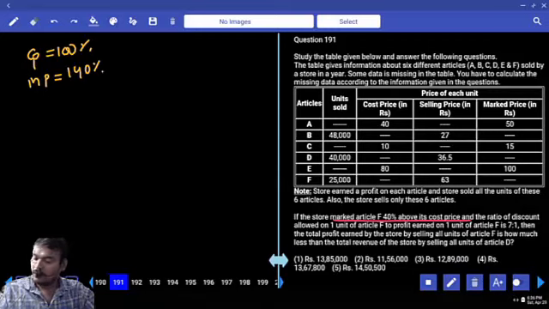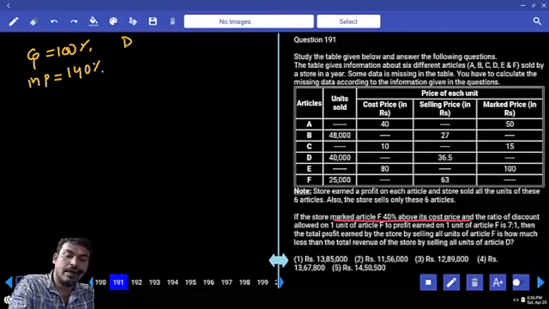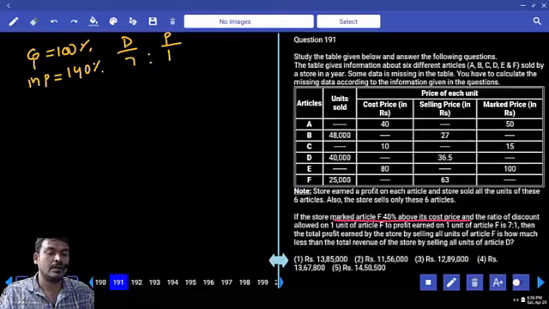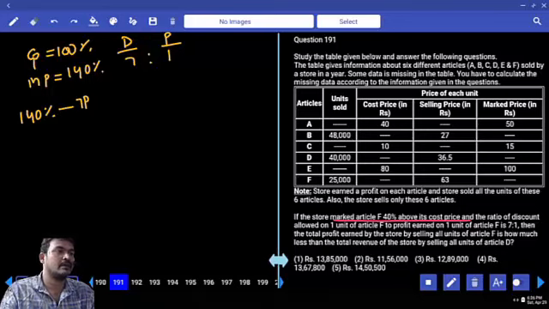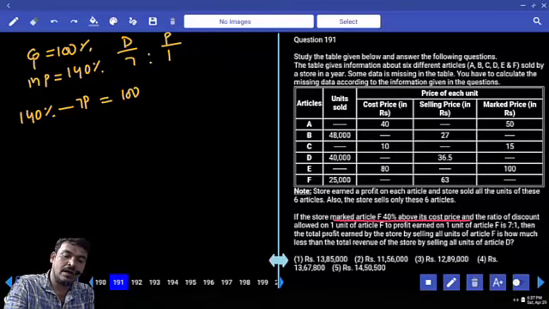market price 140%. What is the discount and profit ratio? Discount and profit ratio is given how much? 7:1. Discount is how many parts? 7 parts. Profit is 1 part. Then 140% is the market price. In that, the discount is how many parts? 7 parts. Subtracting, we get the selling price or cost price? Selling price.